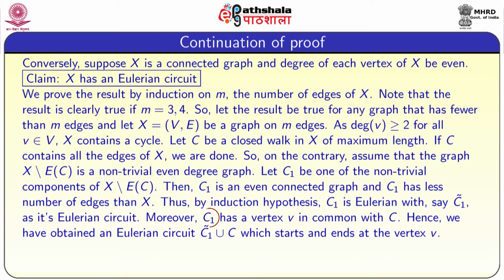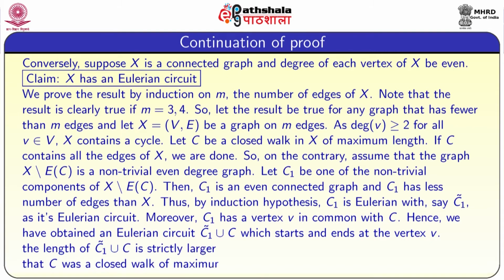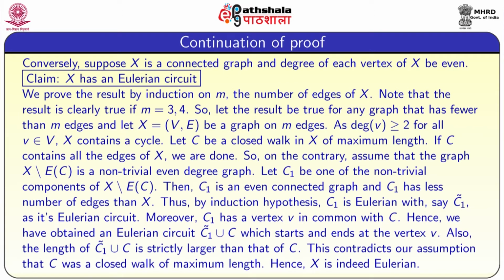So, C1 has a vertex V in common with C. Hence, we have obtained the Eulerian circuit C1' union C, which starts and ends at the same vertex V. Also, the length of C1' union C is strictly larger than that of C. This contradicts our assumption that C was a closed walk of minimum length. Hence, X is indeed an Eulerian graph. So, we showed that a connected graph X is Eulerian if and only if the degree of each vertex is even.